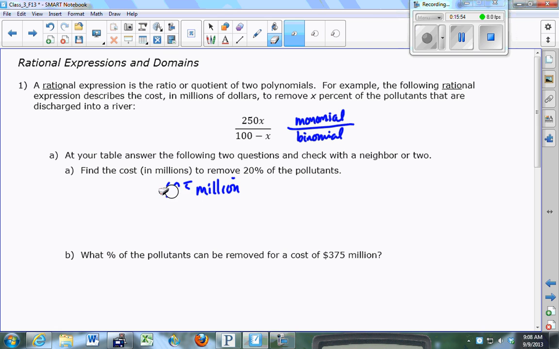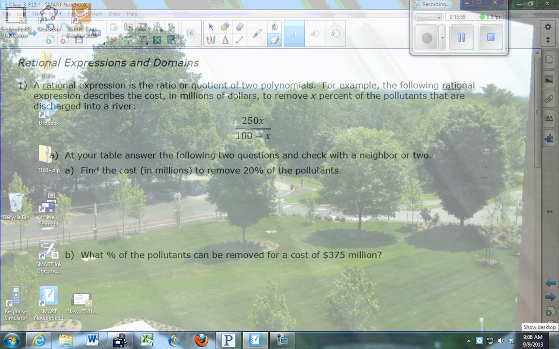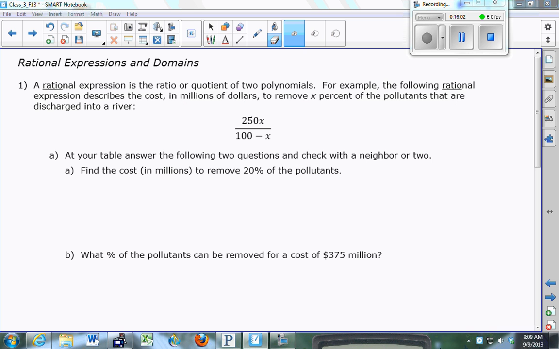Okay, let's do this together, folks, because we'll never get through the class if we take this long on the first question. Okay? Folks, please, x%. X is the percent. In this case, the value for x is 20. So you put 20 in for x and you do your work from there. So 20 times 250 is what? 5,000.